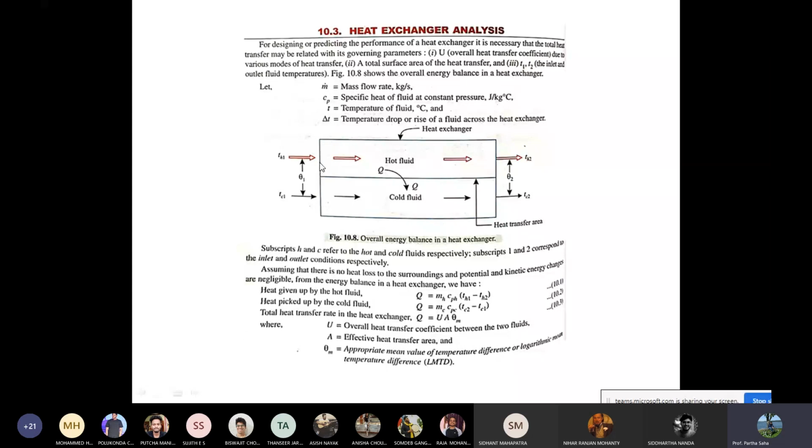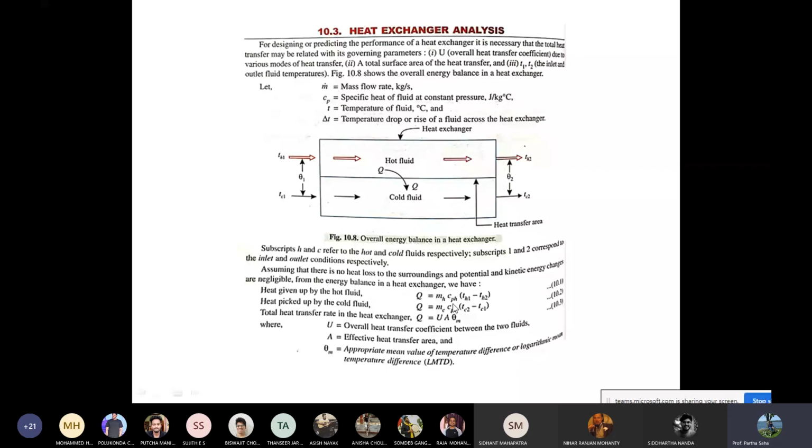that is the amount of fluid passing per unit time. Cp is the specific heat of the fluid, which is given in joule per kg degree. T is the temperature of the fluid given in degrees centigrade, and delta T is the temperature difference. Then the expression will be like this: the heat given up by the hot fluid is mCp del T, that is the general expression, where m is the mass flow rate, Cp is the specific heat, and del T is the temperature difference, which can be given by this expression.